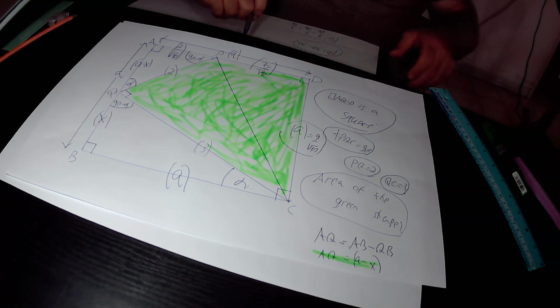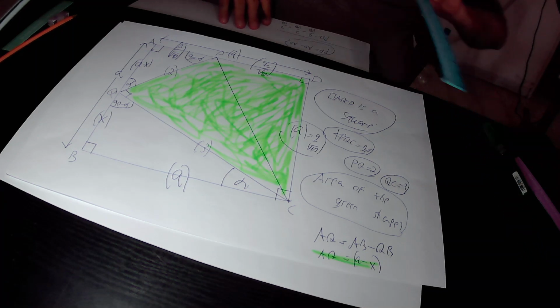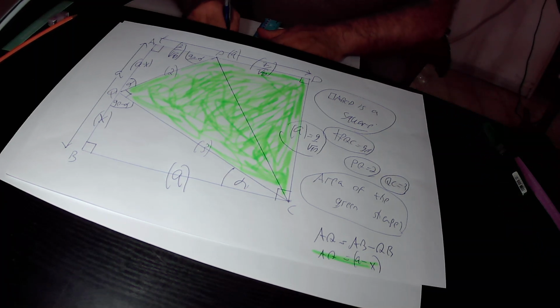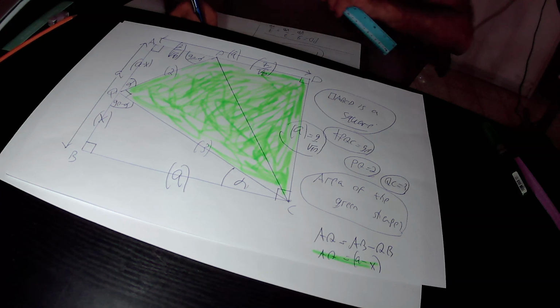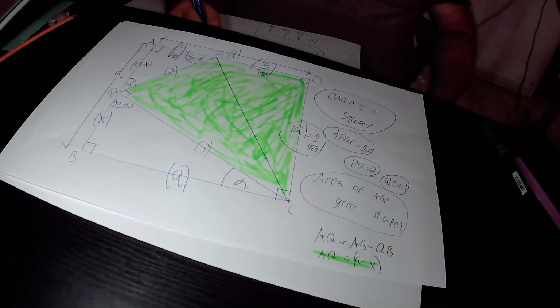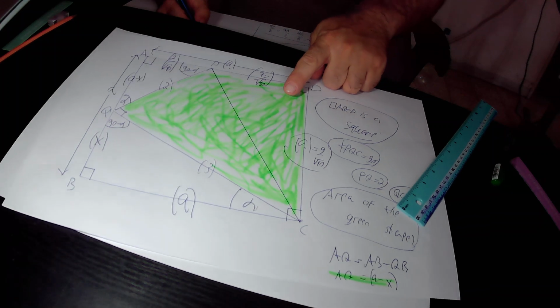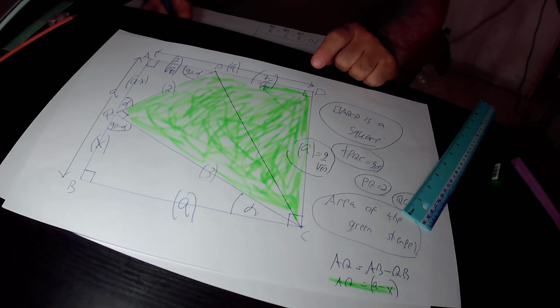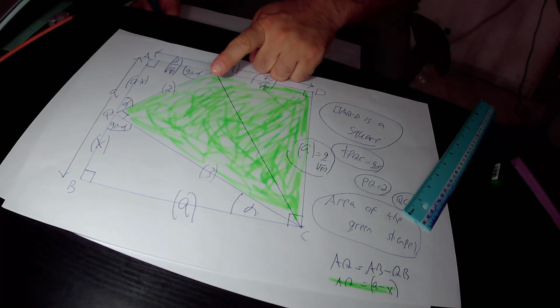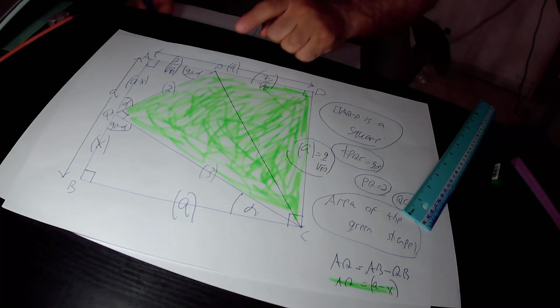So write it down. The area that we are looking for, that is the area of the green shape, must be equal to the area of this right triangle PDC plus the area of this right triangle PQC.